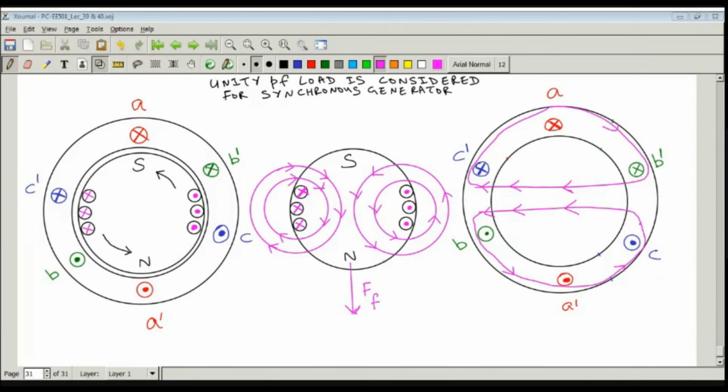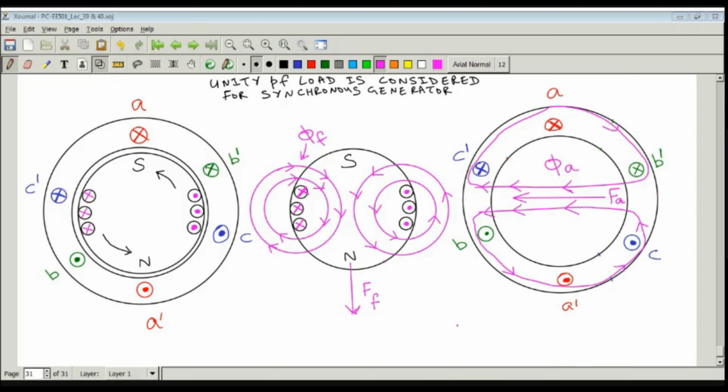Now again I can mark the north and south pole formed due to the armature flux phi A. This is your armature flux phi A. This is your field flux phi F. Now where will the armature MMF be acting? Armature MMF FA is acting along this direction, along the direction of the magnetic lines of flux. So this is your FA, the armature MMF.